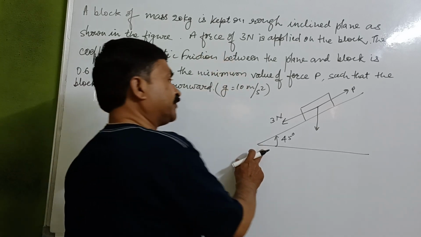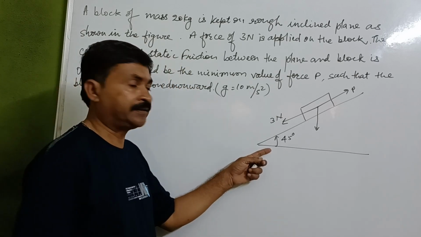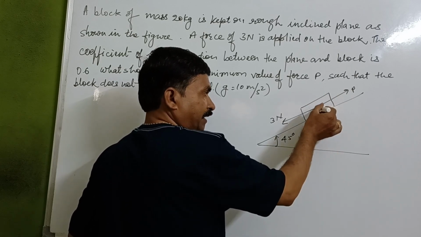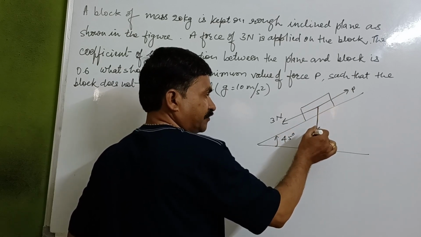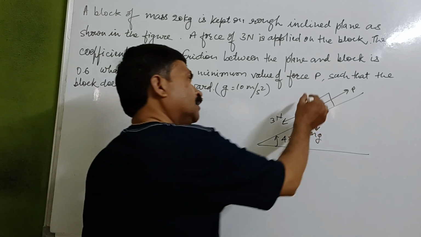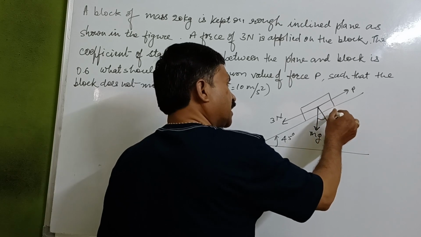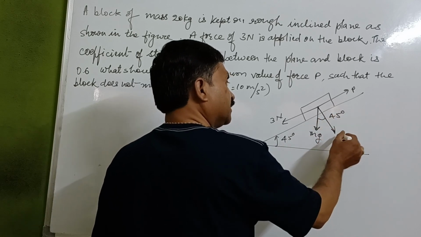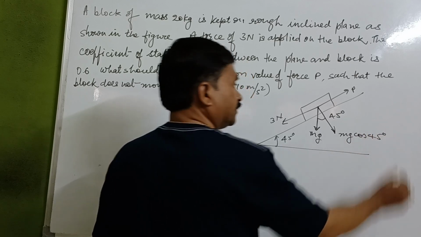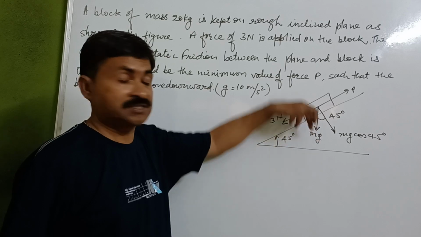Now in this question, if we go through it, this is an inclined plane. Here, if we make it, this is the mg which is acting downward. We can have two components. This angle will also be 45 degrees. It is mg cos 45. mg, the weight of the block, is acting downward.